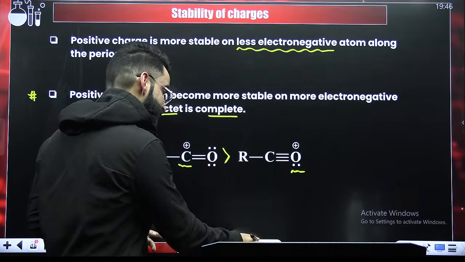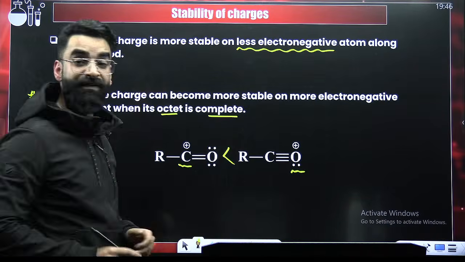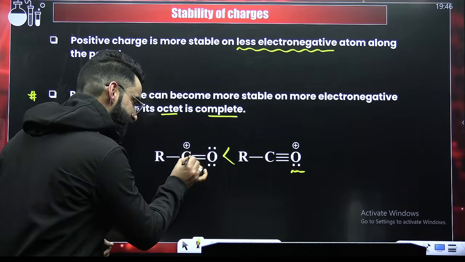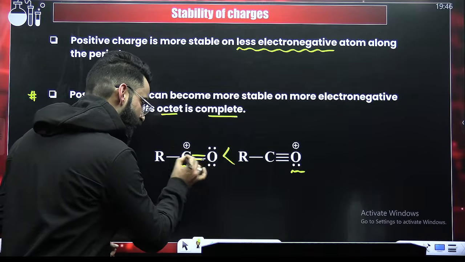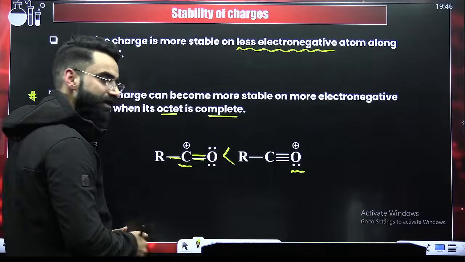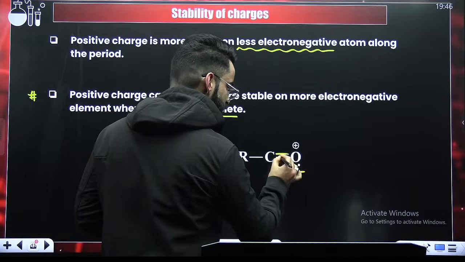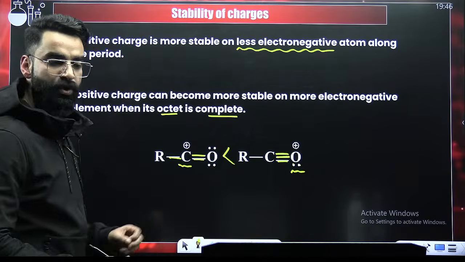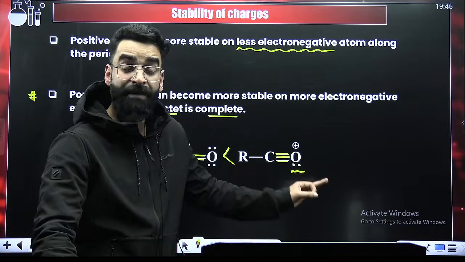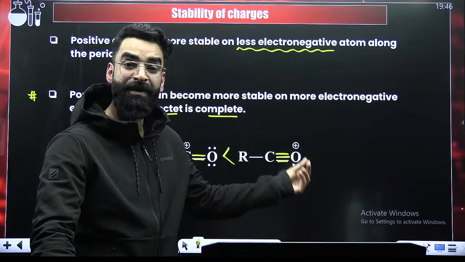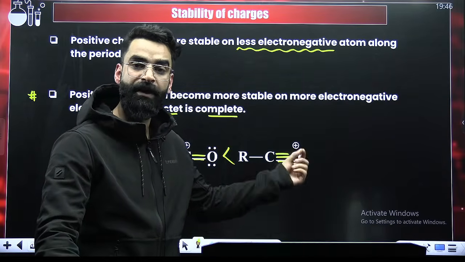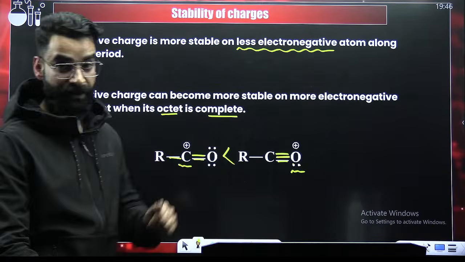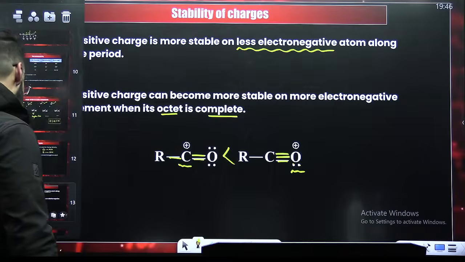But that's not the case. It is reverse here. Why is that? If I ask you about the octet of this particular carbon, 2, 4, 6, the octet is incomplete. Talk about the octet of this particular oxygen, 2, 4, 6, and 8. The octet of this oxygen is complete. So positive charge can be stable on more electronegative element when the octet is complete. Remember this particular point as well. This is again very, very important.